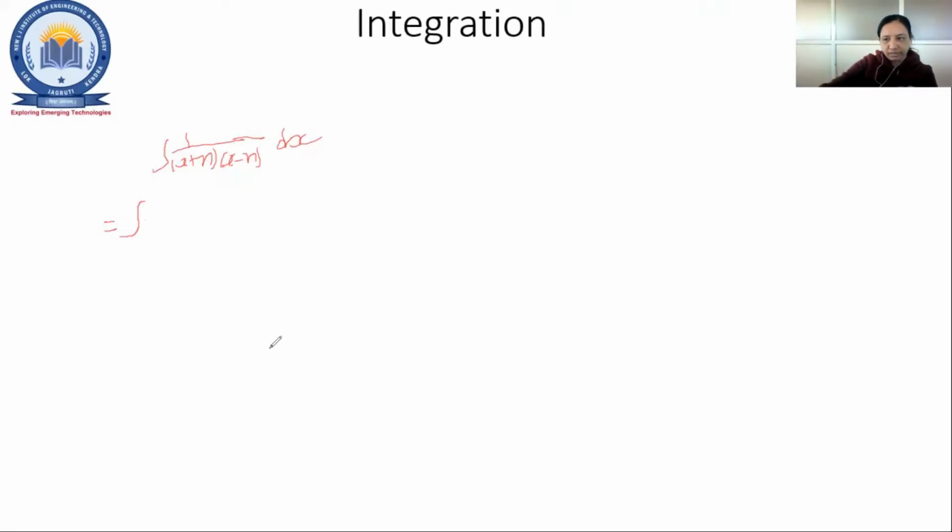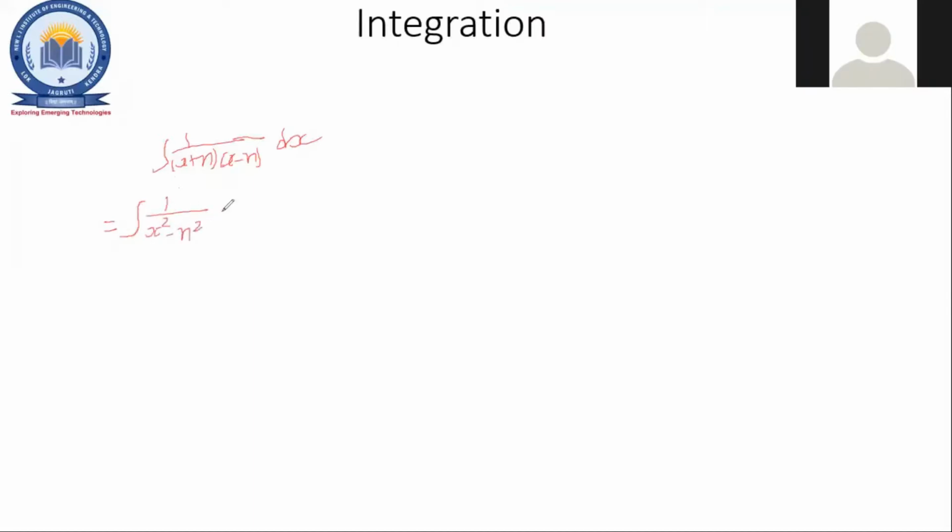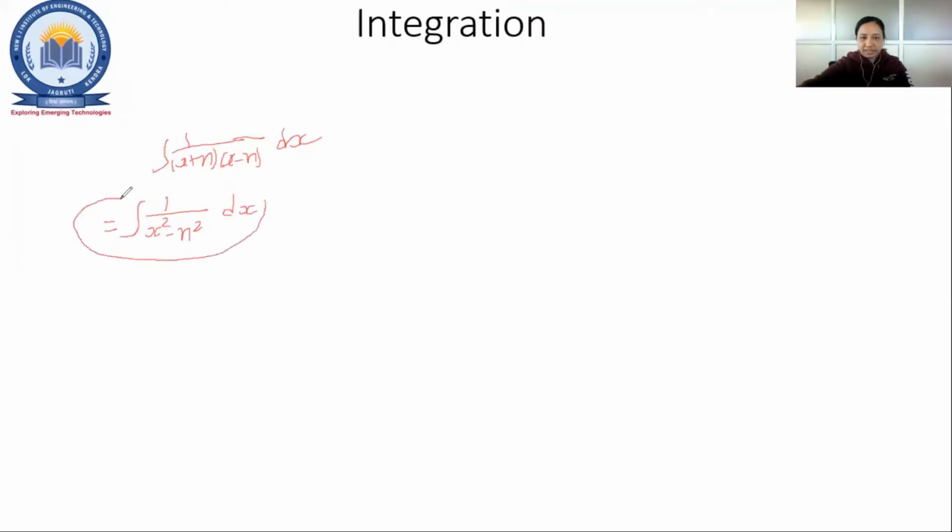Yes ma'am, we can write x plus n into x minus n as x square minus n square. Okay, fine. Then we have a direct formula for integration of dx upon x square minus a square, yeah, there is a direct formula, right? But I want to derive that. Suppose you have not remembered that formula by mistake, right? So how you are supposed to do it?